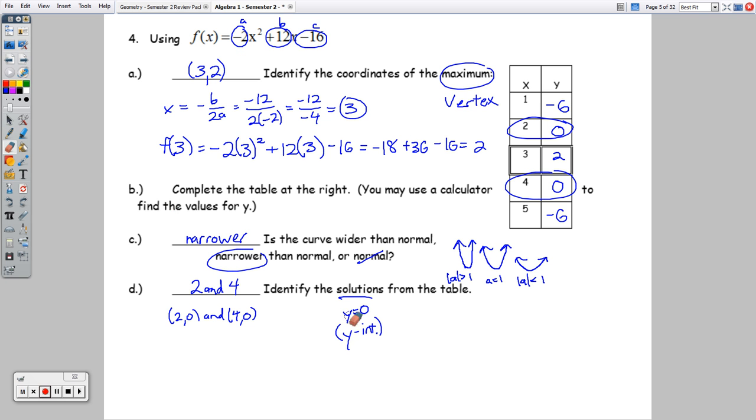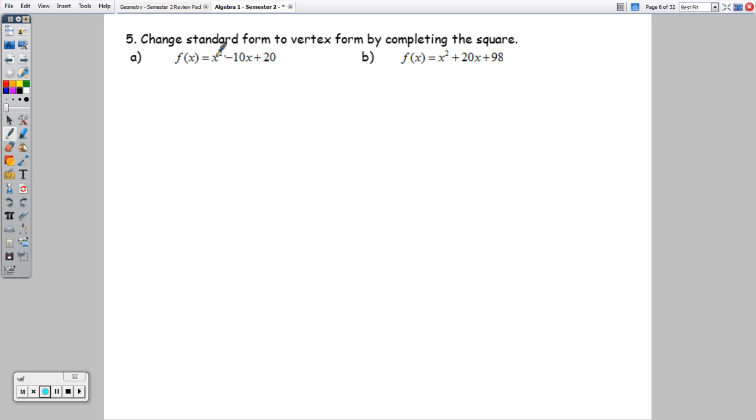And I'm misspeaking myself here. These are the x-intercepts, where it crosses the x-axis. So I had that right the first time around there. And then let's move on to 5.